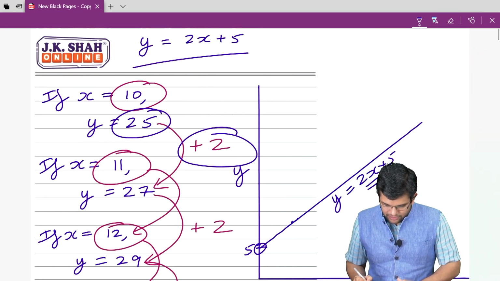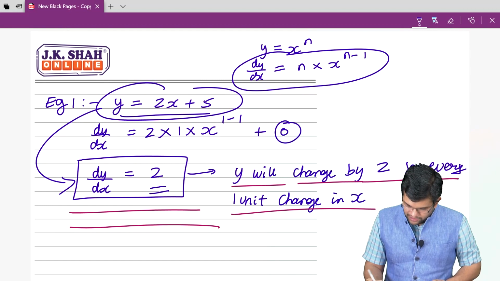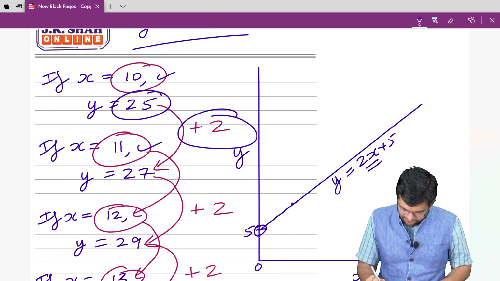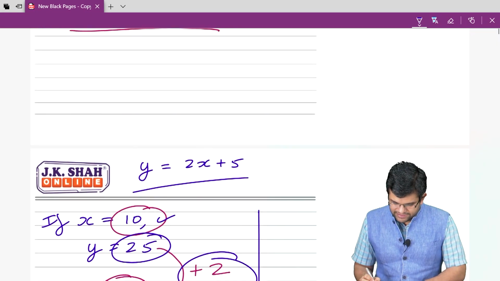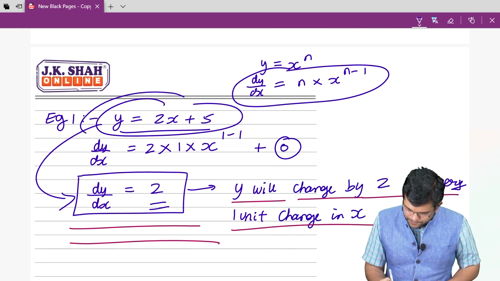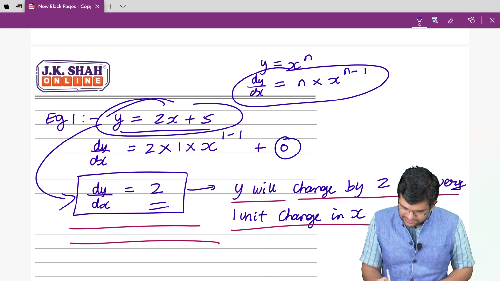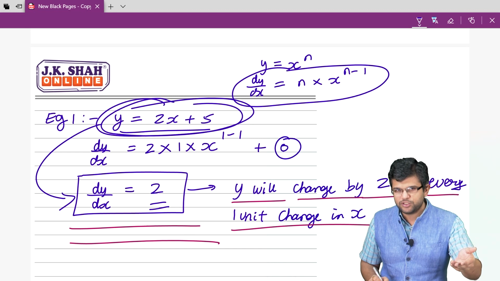Just as you did here, children, if you remember, when we took different levels of x, like x is equal to 10 or 11 or 12 or 13, we simply kept substituting that x in this equation. Do you agree with me? We kept substituting x in this particular equation and we got different levels of y.